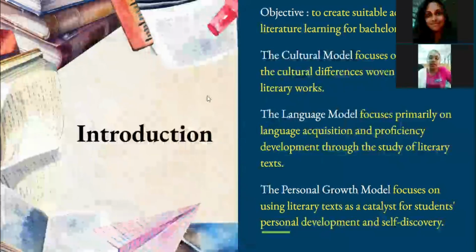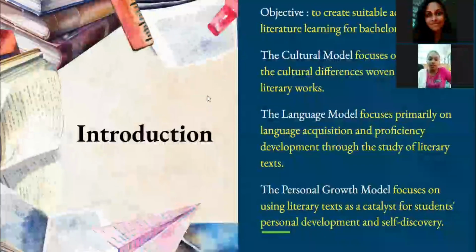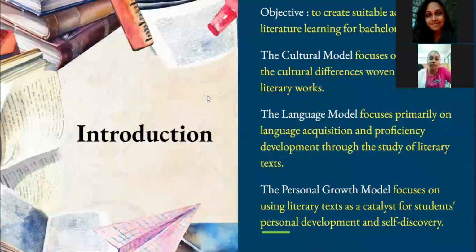Right. So next is about the language model. The language model is a model that primarily focuses on language acquisition and proficiency development through the study of literary texts. So the educators that use this model in literature usually aim for their learners to focus on language acquisition and also their proficiency development in language.